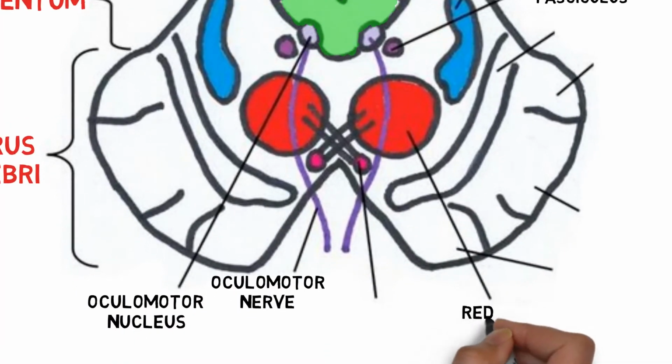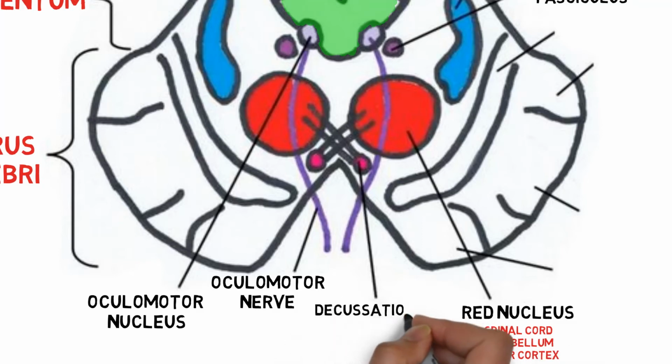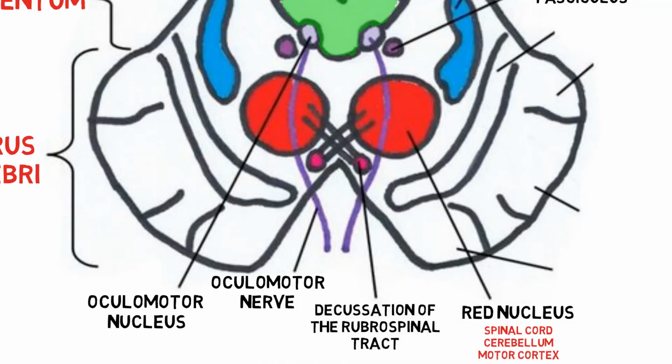The tegmentum is where the red nuclei lie. The red nuclei are so called because on sectioning the brain at the level of the midbrain, these look like two red spots. The red nucleus plays a role in movement and motor control. It has connections to the spinal cord, the cerebellum, and the motor cortex. It is part of the extrapyramidal motor system. The rubrospinal tract crosses over in the midbrain.